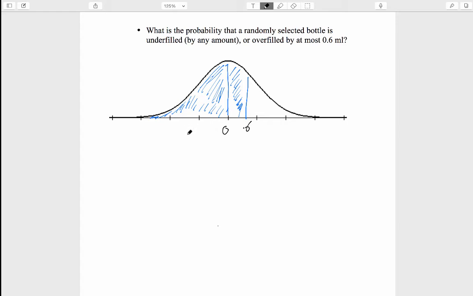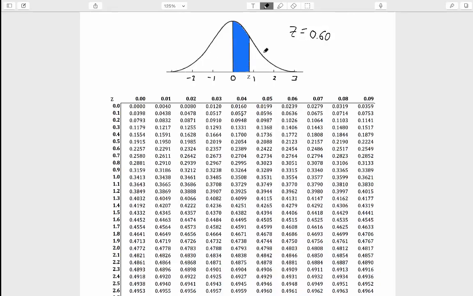Now, how do we think about the probabilities here? On the left side, we have a probability of 0.5. The region to the left of the mean covers half of all possible outcomes, so it contributes 0.5 to the probability. We must add to that the probability that a bottle is overfilled by between 0 and 0.6, and that will be the result of a direct lookup in the table. When we look up z equals 0.60 in the table, we have the 0.6 row and the 0.00 column. That gives us a probability of 0.2257.